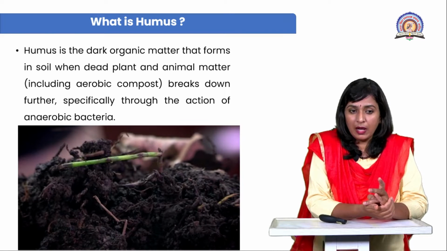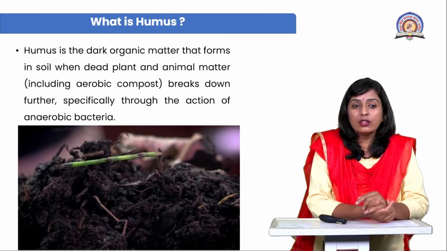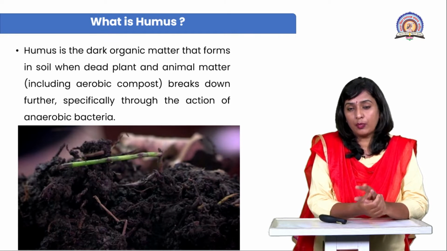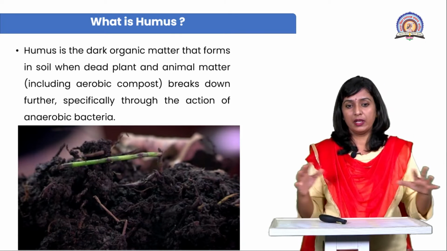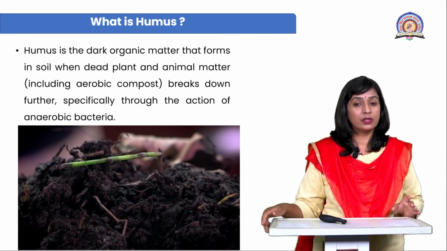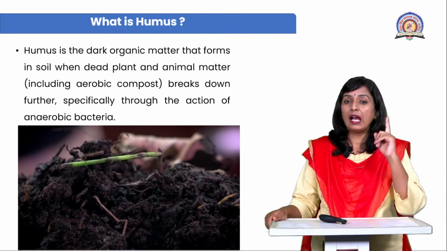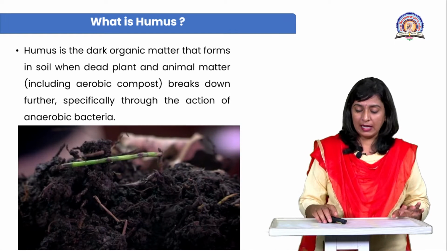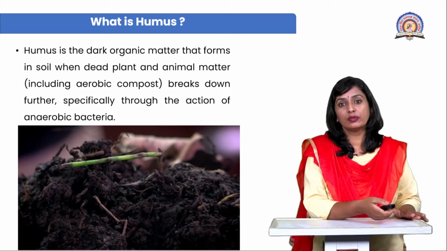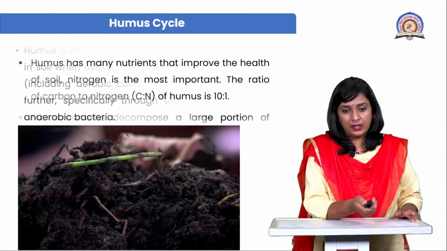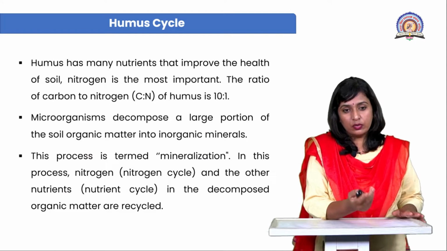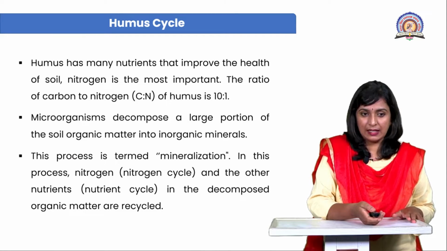A dark organic matter that forms in the soil when dead plants and animal matter, including the superficial aerobic compost, breaks down further. Okay, altogether it breaks down further, especially through what? Through the action of anaerobic bacteria. So it is nothing but the compost. I have shown here the figure of a compost, okay, which is slightly darker in color. So let's see what is the humus cycle.